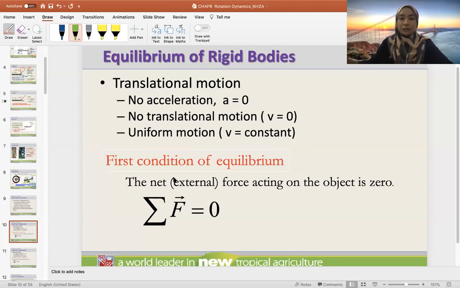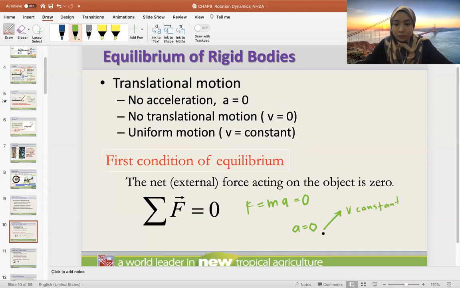Now, let's discuss what net force equals to 0 means. Kita dah belajar dah, tak apa, recap. It means when F equals to MA and F equals to 0, means your A is 0. When do we have acceleration equals to 0? It is when V equals to constant or V equals to 0.